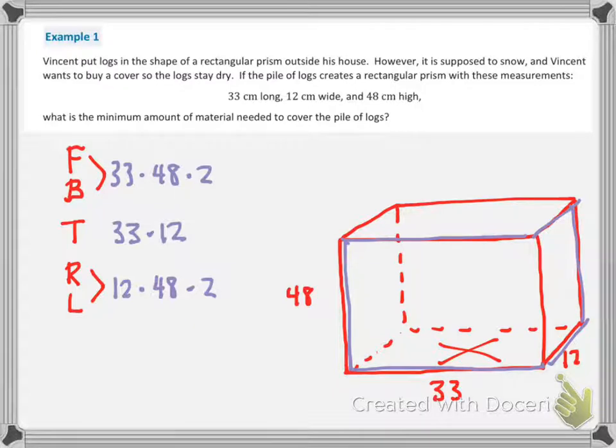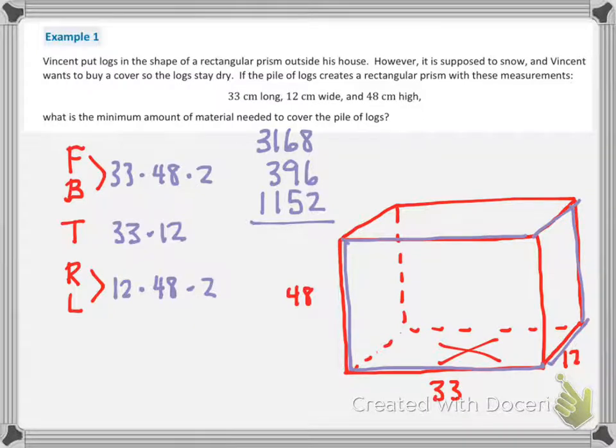33 times 48 times 2 is, let's put that here, 3,168. And then 33 times 12 is 396. And then 12 times 48 times 2 is 1,152. And now that includes front, back, right side, left side, and just the top.